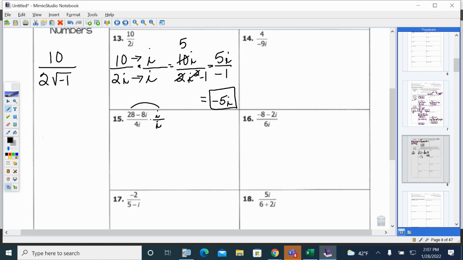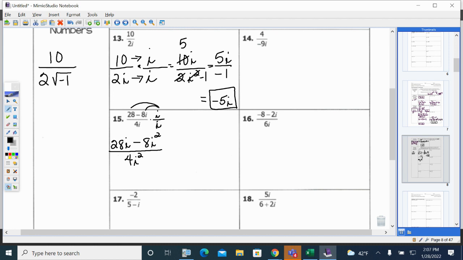So we're going to distribute in the top. 28 times i is 28i. Negative 8i times i is negative 8i squared. And then 4i times i is 4i squared. So for this one, your numerator is a binomial. It's going to be a little different than example number 13. I'm going to walk through this very slowly.